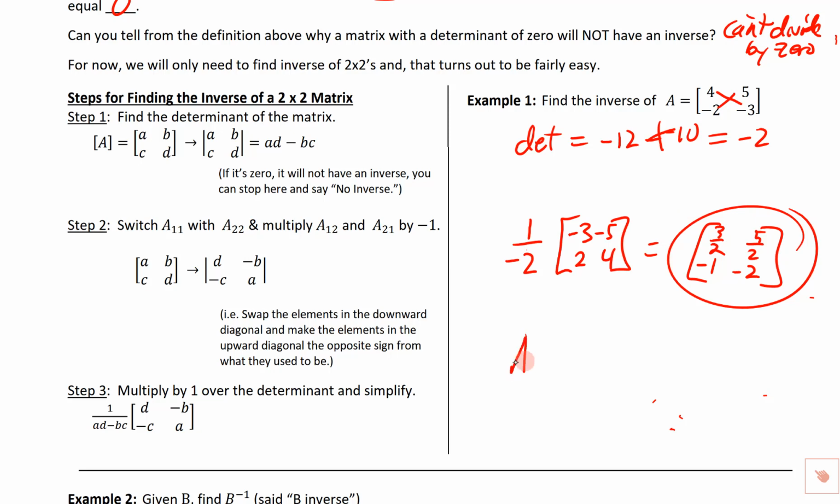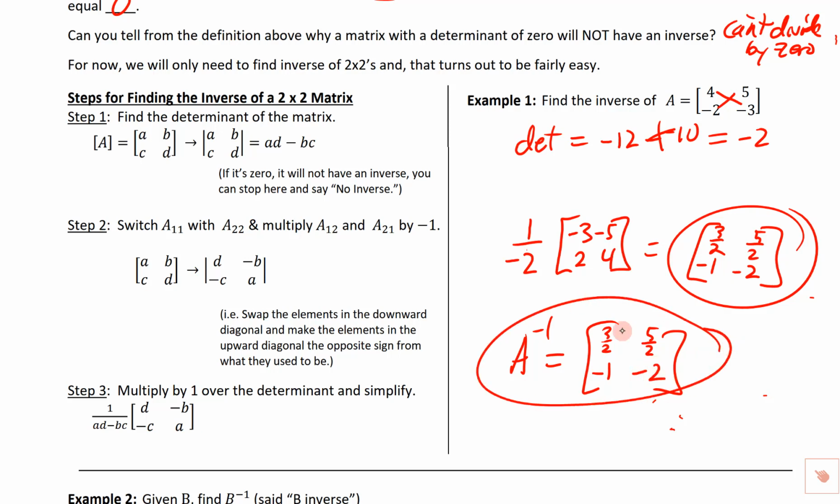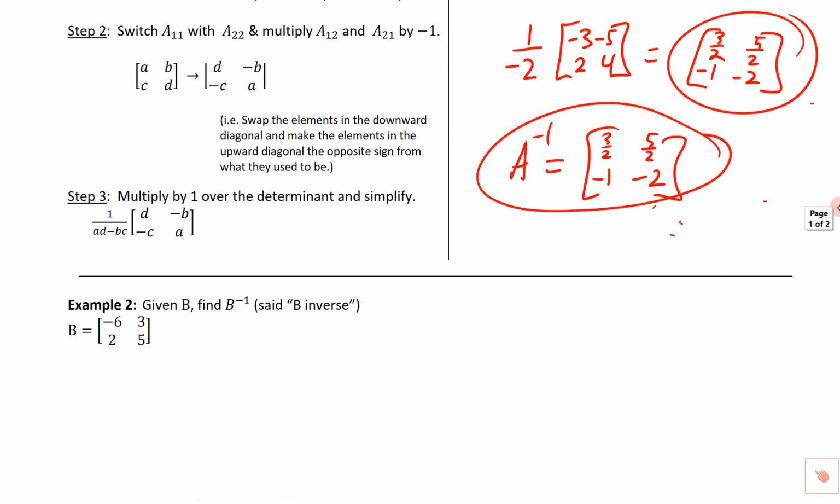So the way we'd write the answer would be A inverse is equal to, and then I'll set up this 2 by 2. So 3/2, 5/2, -1, and -2. And I'll go ahead and circle that. That would be the answer. So we're going to slide down here and we'll take a look at the last one on this page.